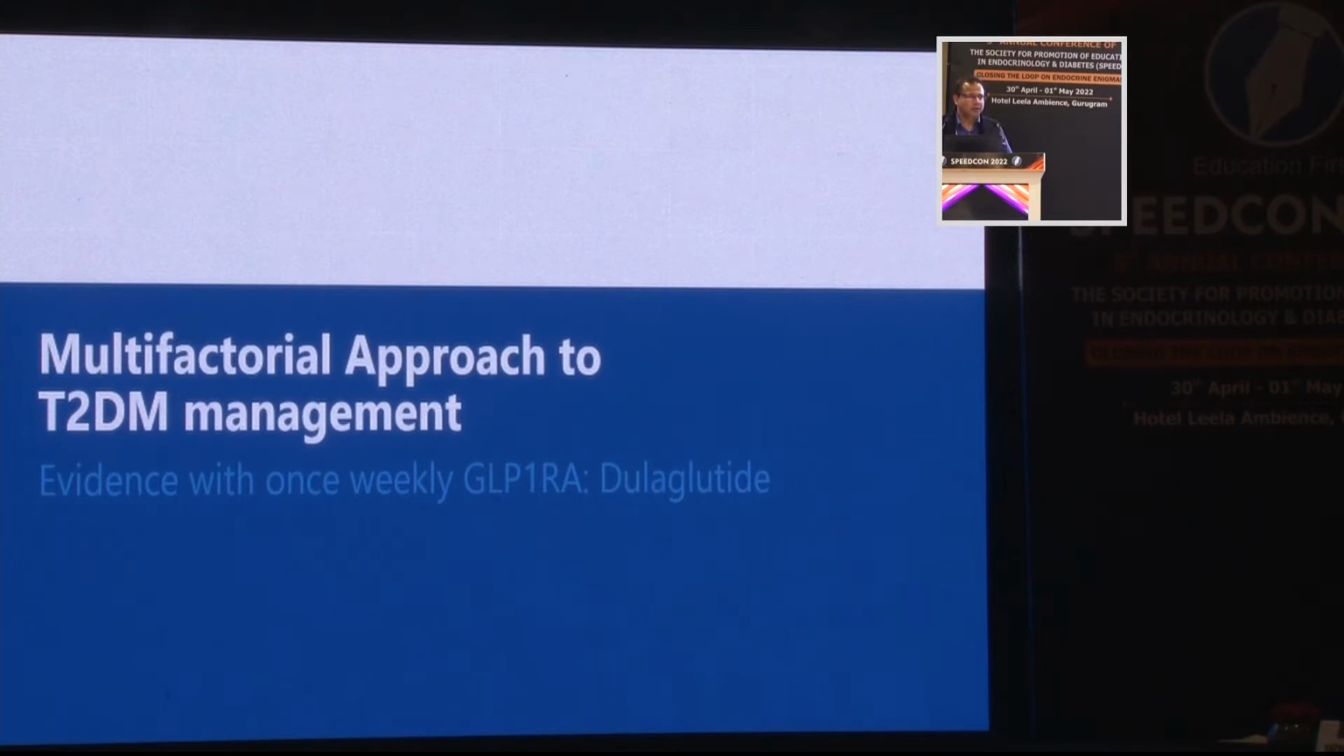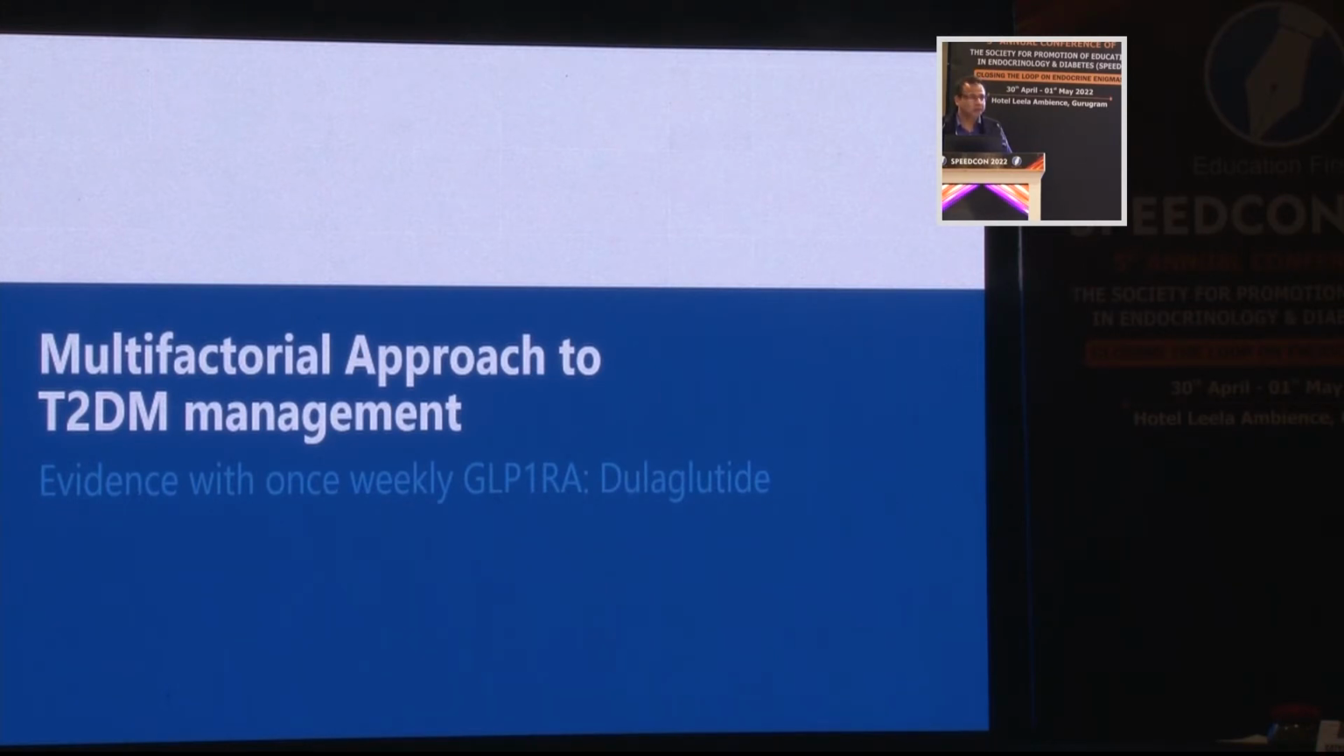Already in the management of type 2 diabetes, patients are on multiple drugs, and they are not comfortable being put on another daily drug. If you are able to reduce the treatment burden with a drug which can be given once a week, I think the acceptability and compliance of the patient improve. So this molecule, dulaglutide, is a GLP analog, and one of its main advantages is that the patient needs to take this drug just once a week.